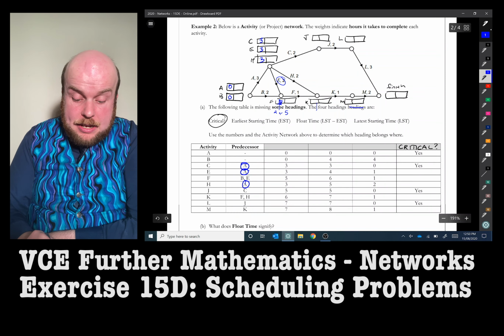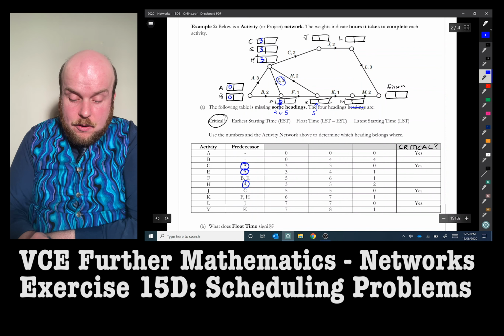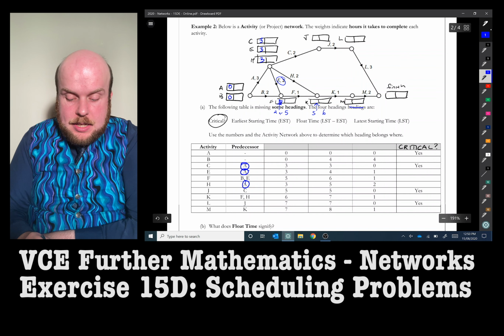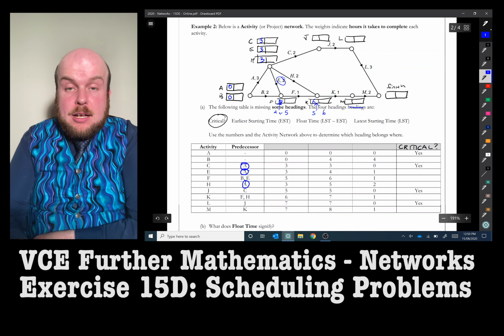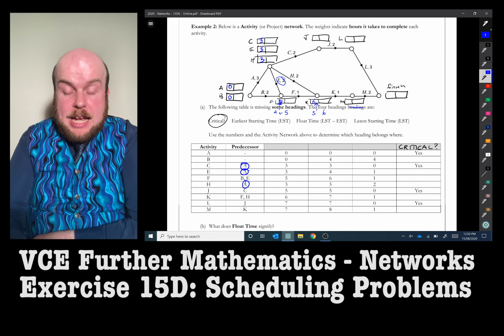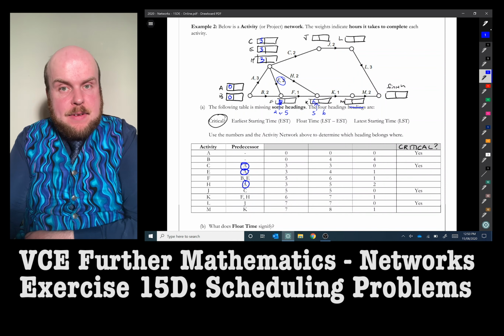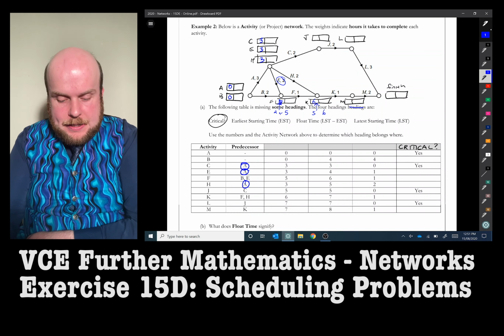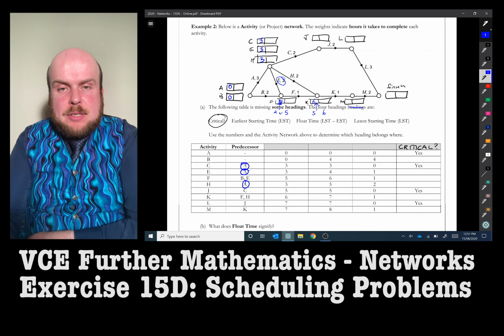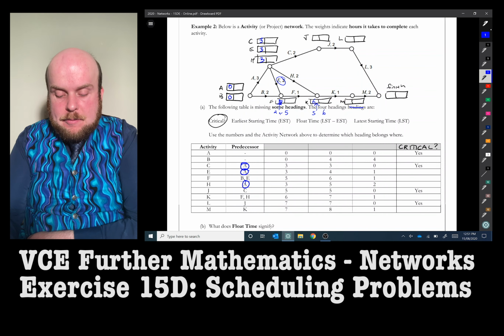Then for activity K, we have the choice of either 3 plus 2, which is 5, or 5 plus 1, which is 6. So we go with 6. Why is that? Because the choices were to start activity K via C or H. 3 plus 2 from the C activity would make that 5 hours. However, it's only as slow as the slowest predecessor, and the predecessor we've established has an earliest starting time of 5 hours. So 5 plus 1 is 6.